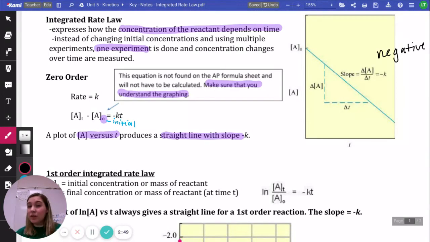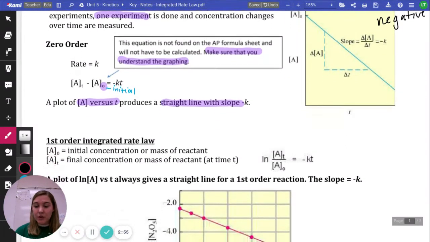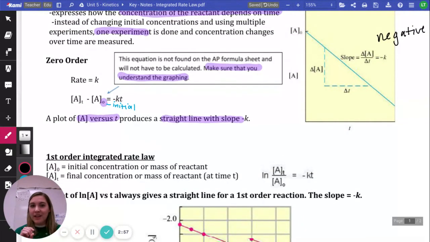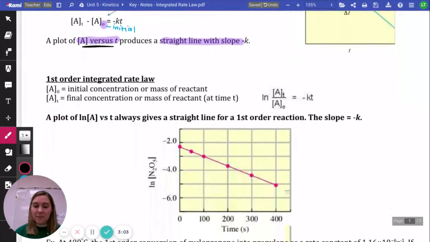Okay, and since I don't really focus on the equation here, we're not really going to worry about it either. So we're going to go ahead and move on and talk about first order now. Just make sure you understand the graphing, and that for 0 order, it's concentration versus time. It's that straight line with the slope negative K.